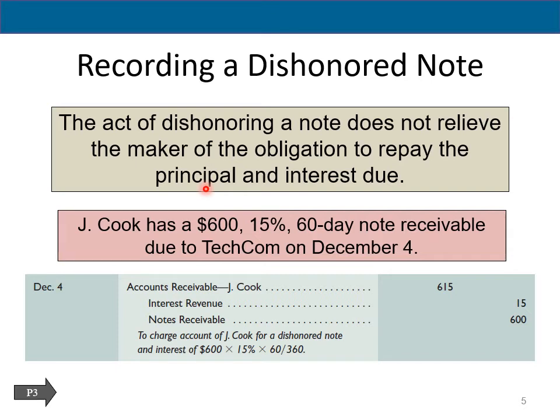Dishonoring a note means that on the maturity date it is not paid. Well, in this case, as long as you expect to be paid at some point in the future, the entry looks the same, but instead of recording receipt of cash, we're going to put it back into an account receivable. Now, this would only be appropriate when you do genuinely believe that you will get paid. If you don't get paid, then the accounting for this goes against the allowance for doubtful accounts.